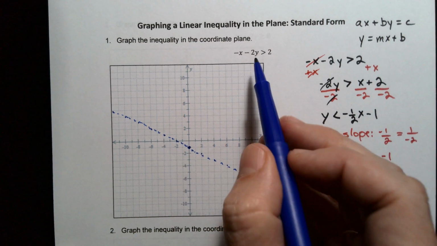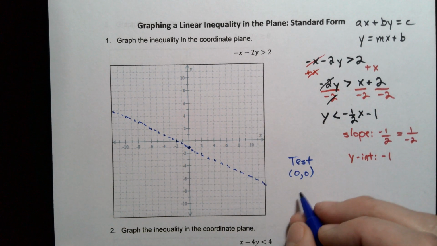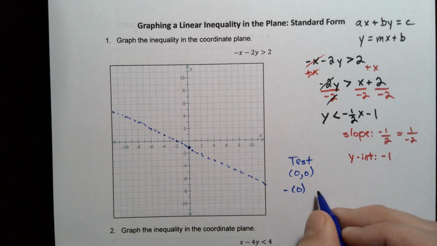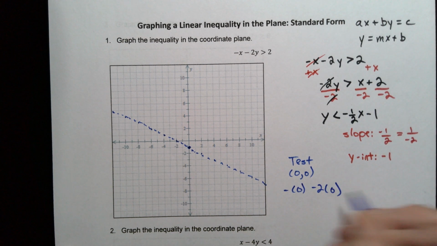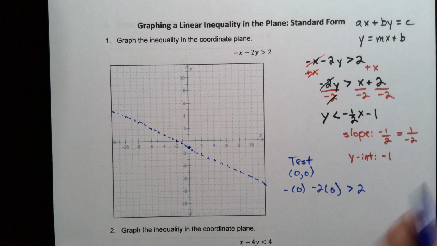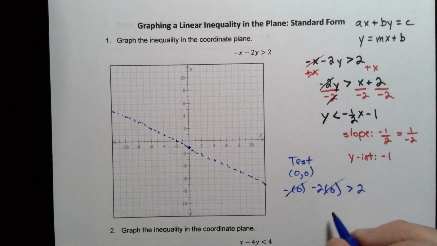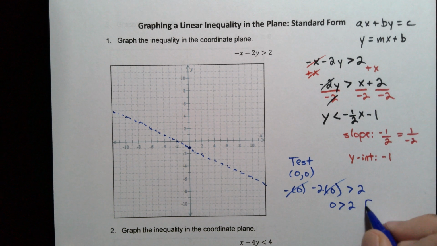So we've got this equation, negative x minus 2y. So we've got negative, there's my 0 for x, minus 2 times 0 for y is greater than 2. Okay, both of these terms are 0, right? So it would be 0 is greater than 2. Is that true or false? Well, of course, that's false. Okay, 0 is not greater than 2.